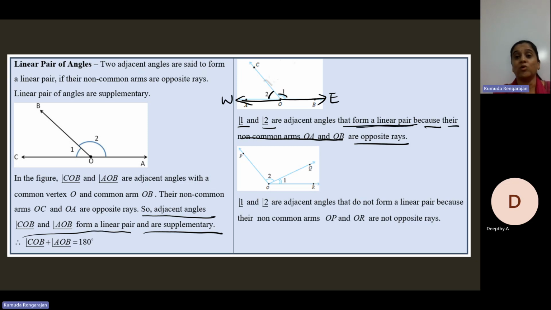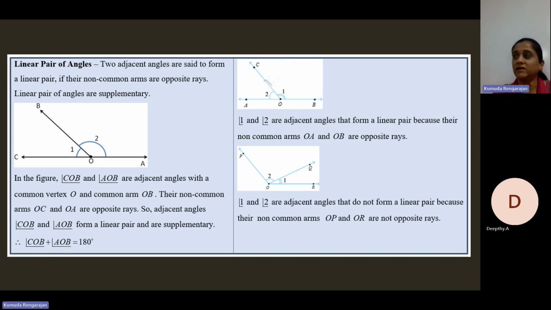No, they cannot. Linear pair of angles are always supplementary. Adjacent angles can be anything. All right. Can be anything, meaning the sum of two adjacent angles can be less than 90, can be 90, can be more than 90, can be equal to 180, anything.